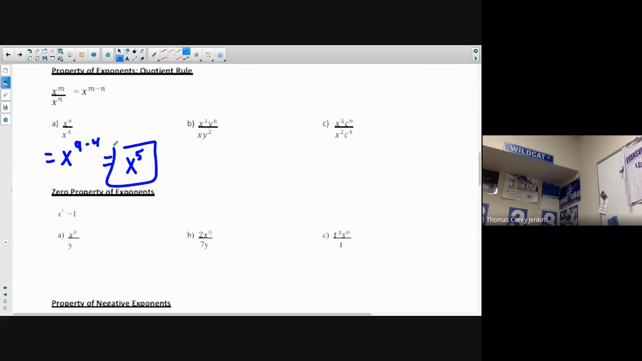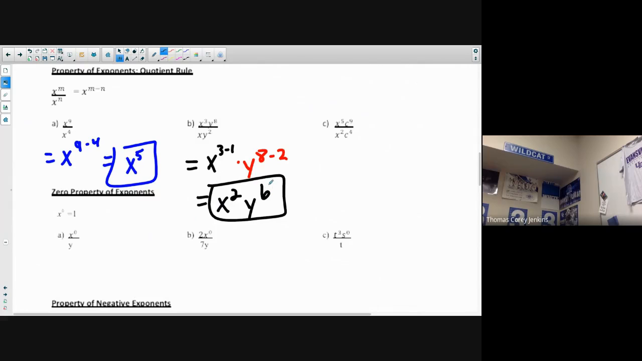Okay, and then maybe look at B. So we'd have x to the 3 divided by x to the 1. That's x to the 3 minus 1. And then we have y to the 8 divided by y to the 2, or y to the 8 minus 2. So the final answer is x squared times y to the 6.